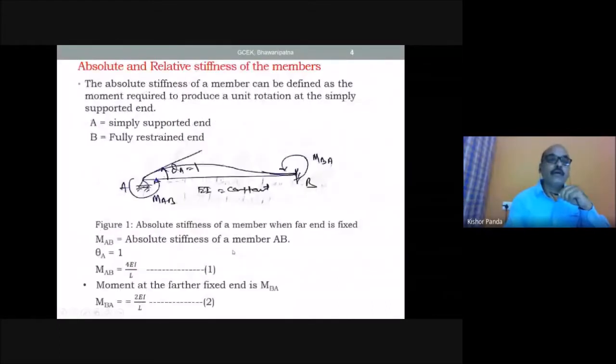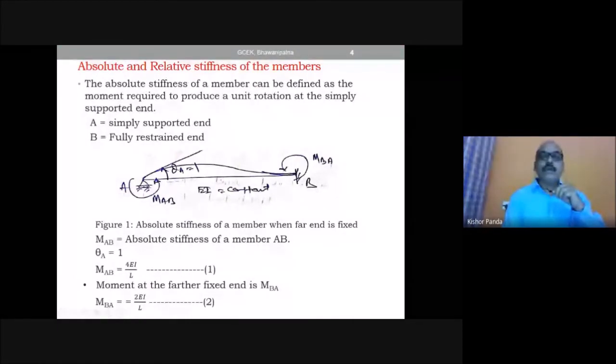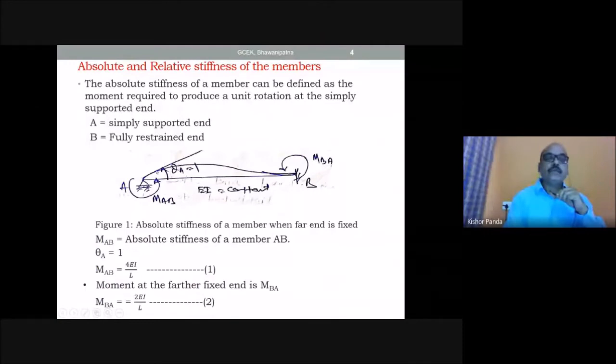Let us come to what absolute and relative stiffness of members are. The absolute stiffness of a member can be defined as the moment required to produce a unit rotation at the simply supported end. Here this support is simply supported and this end is fixed. So for unit rotation, that is, theta equal to 1, what is the moment required? This is called the absolute stiffness of a member.